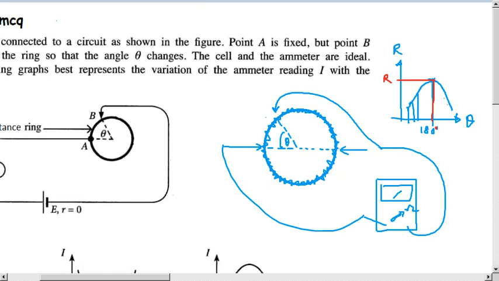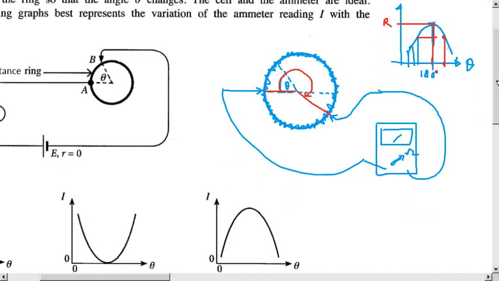When we go beyond like this, we came from this way. If we go beyond, it means the wire we place here somewhere, so the angle is bigger than 180. The angle is bigger than that. So here now the angle is something like this, theta. Then we are somewhere here, so the resistance is again decreasing. So like this the graph is symmetric. Like this we get the graph.